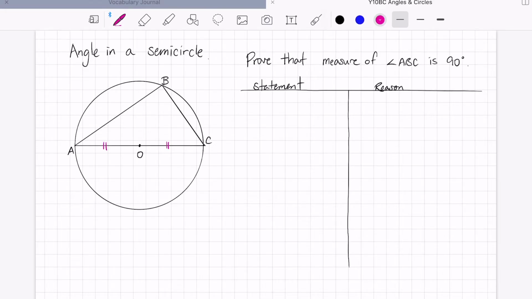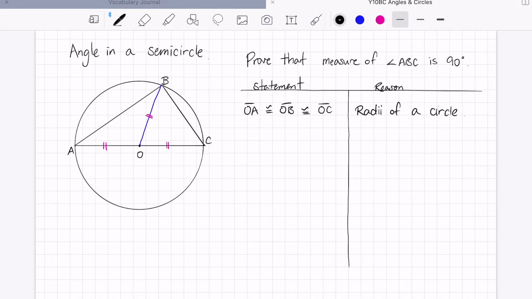But I have another radius that I see. It's going to be OB. So I'm going to draw OB and mark that as a radius as well. So the statement that I can use is going to be OA is congruent to OB, which is congruent to OC, because they are all radii of the same circle. Radiuses or radii, they're the same thing.